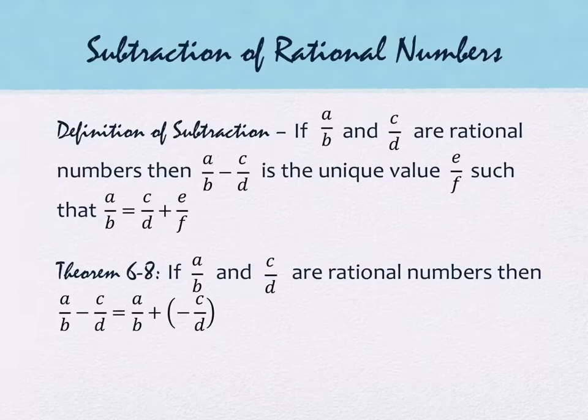Alrighty. Subtraction. We're doing addition and subtraction, so now we're to subtraction. Subtraction of rational numbers. The definition of subtraction: if A over B and C over D are rational numbers, and we want to subtract them, A over B minus C over D will be the unique value E over F, such that A over B is equal to C over D plus E over F.